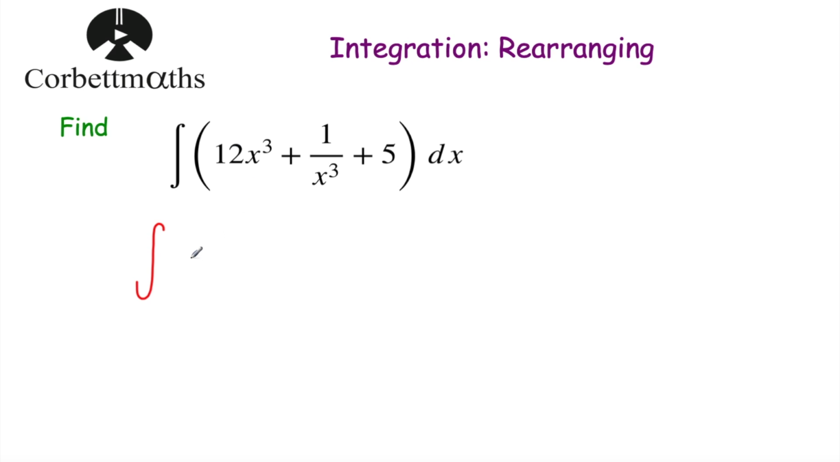So let's just rearrange this. So we're going to have 12x to the power of 3. This term here will be plus, and we're going to bring this up and give it a negative power. So it'll be x to the power of negative 3. We're not writing the 1 there because there's no need. And obviously, remember, if you've got x to the power of negative 3, that's the same as 1 over x cubed. And then we've got our plus 5, and we're going to integrate that with respect to x.